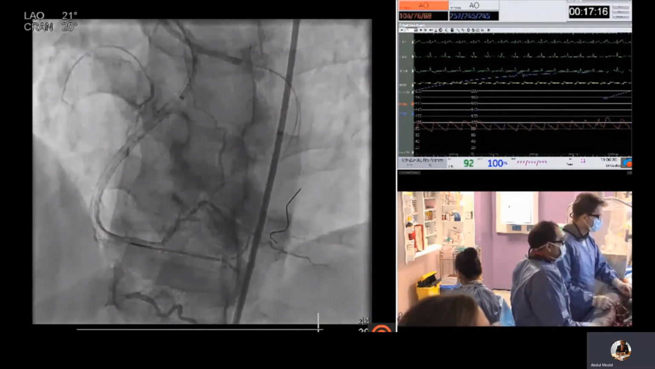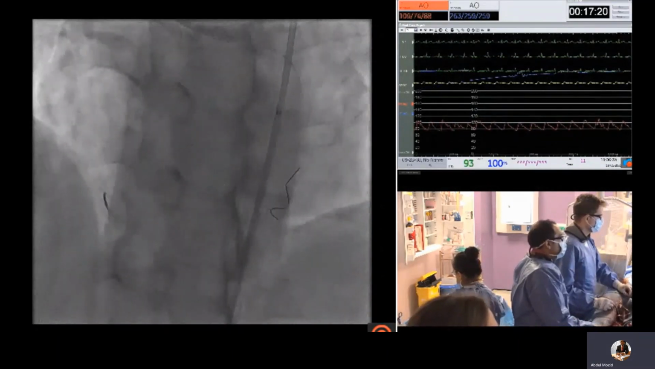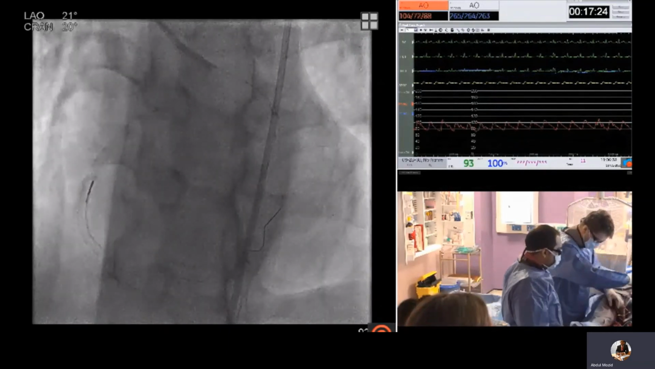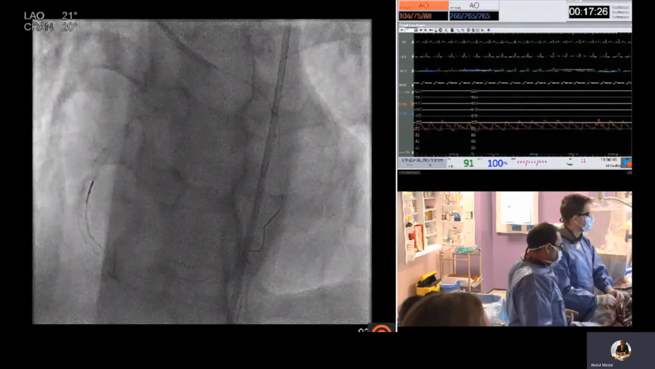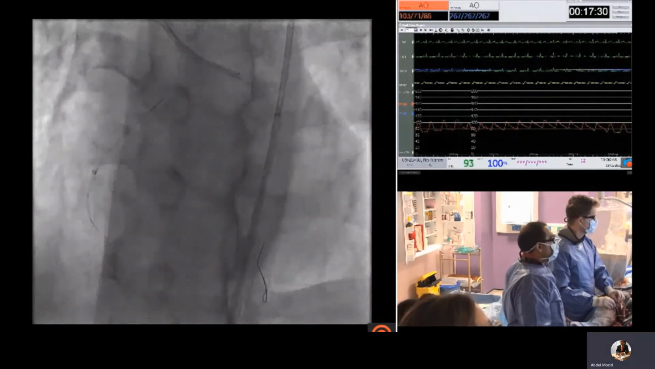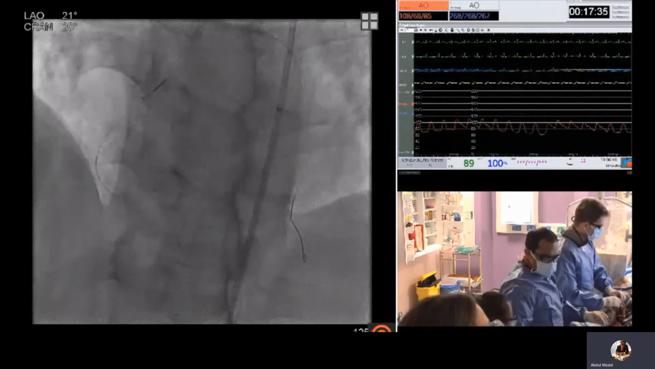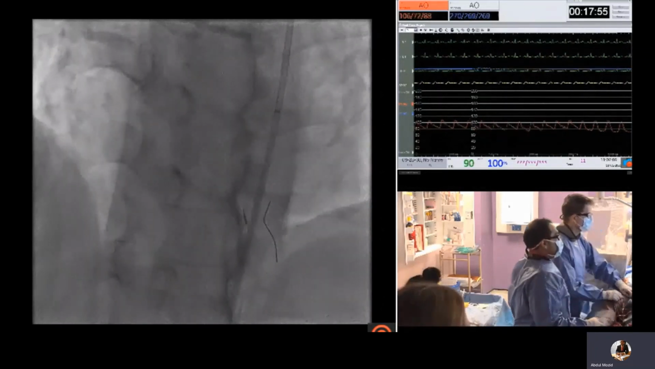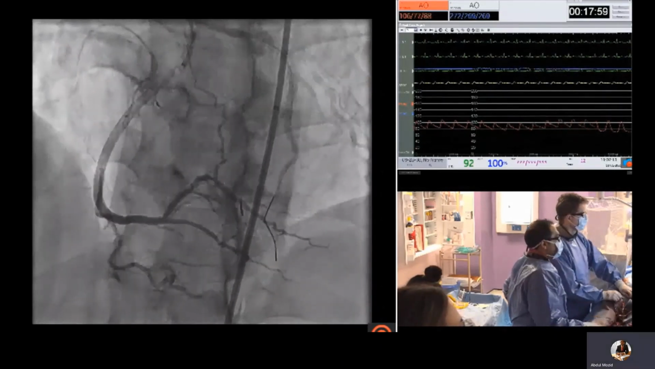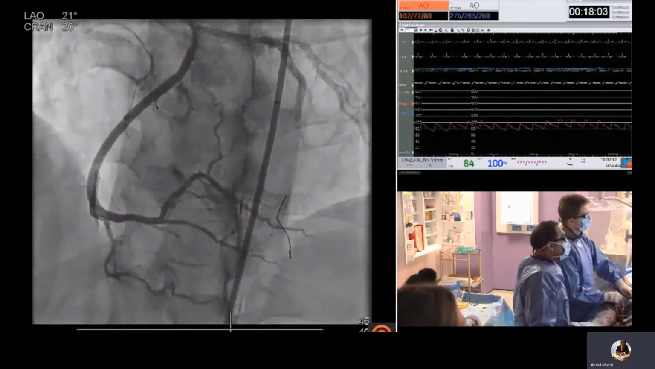So the next step is then to retrieve the retrograde equipment. It's important to advance the microcatheter into at least a stented segment or ideally into the guide extension or guide catheter. Following this, the RG3 wire can then be pulled, and then this is the final result in the RCA, showing an excellent result.